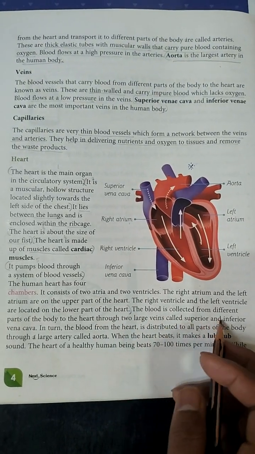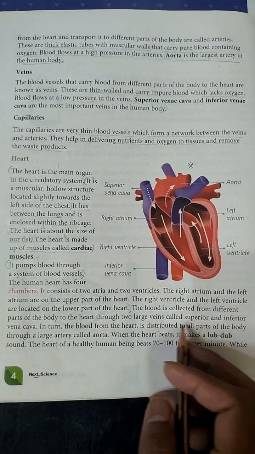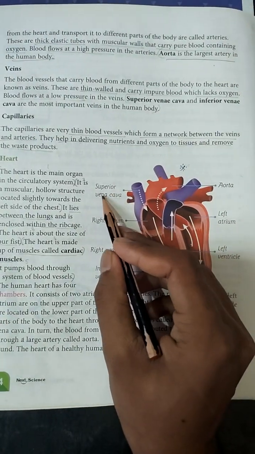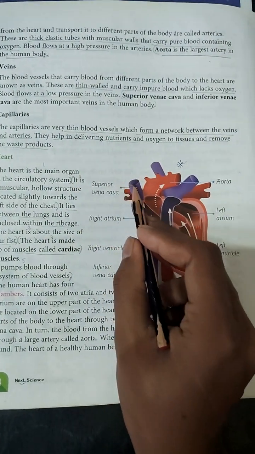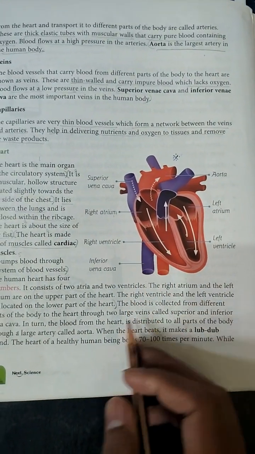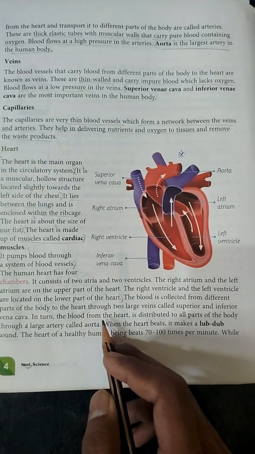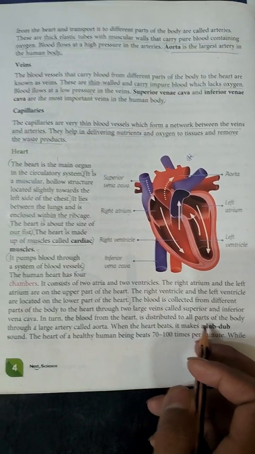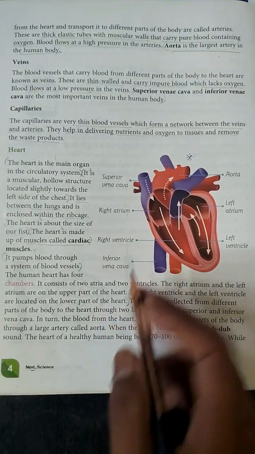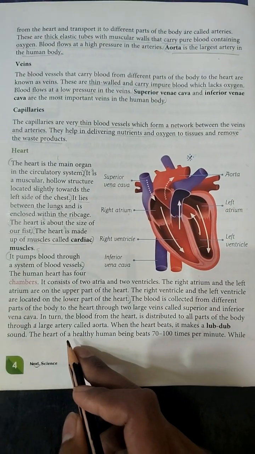The blood is collected from different parts of the body to the heart through 2 large veins called the superior and inferior vena cava. We have the vena cava here. Blood from the other parts of the body enters through the superior vena cava and the inferior vena cava. In turn, the blood from the heart is distributed to all parts of the body through a large artery called the aorta. Through this, blood flows out throughout the body.